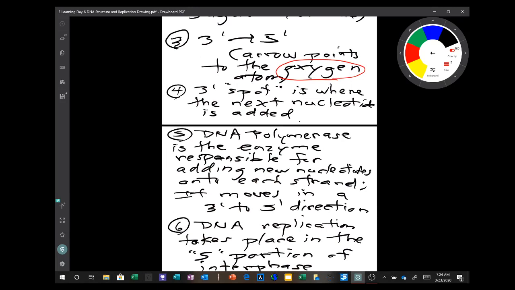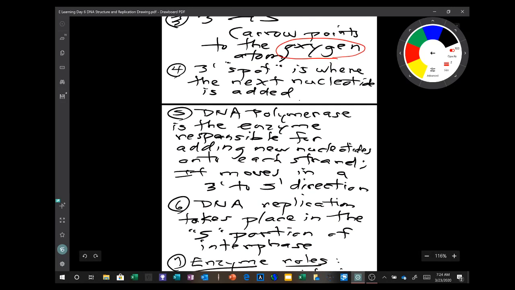That's number 4. Number 5, an enzyme called DNA polymerase. Remember, enzymes end in ASE. DNA polymerase is the enzyme that's responsible for adding the nucleotides onto each strand. That's going to move in a 3' to 5' direction. So this is moving opposite to the way that the nucleotides are actually added on.